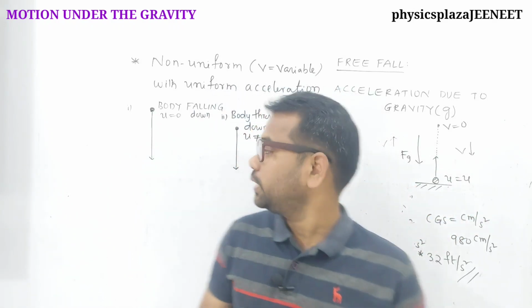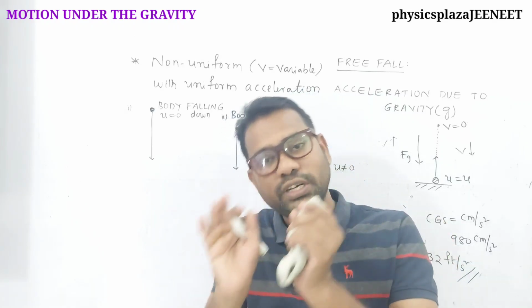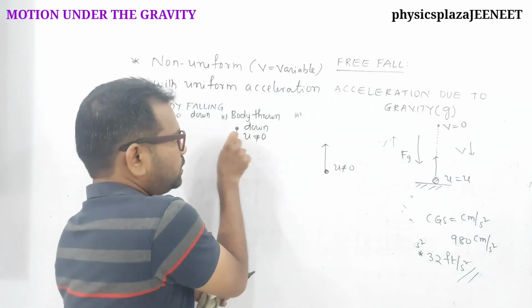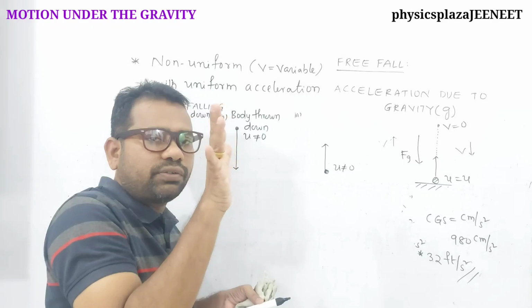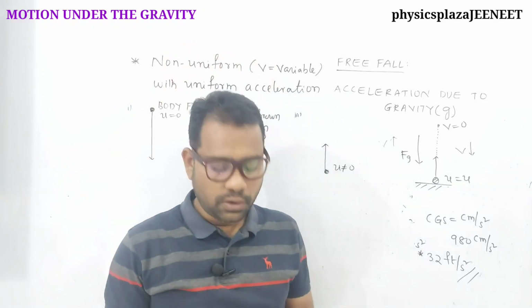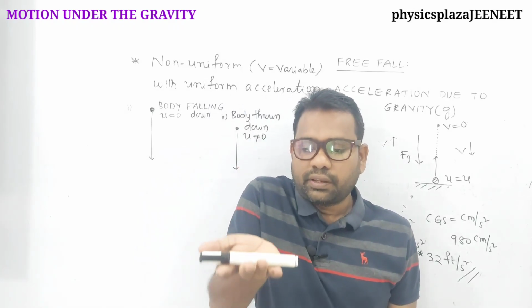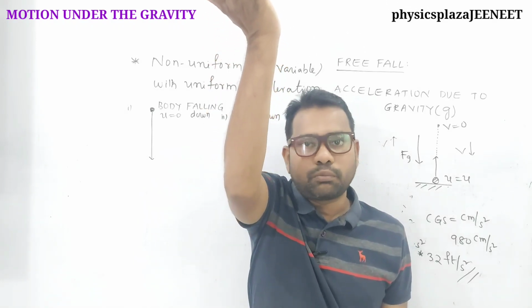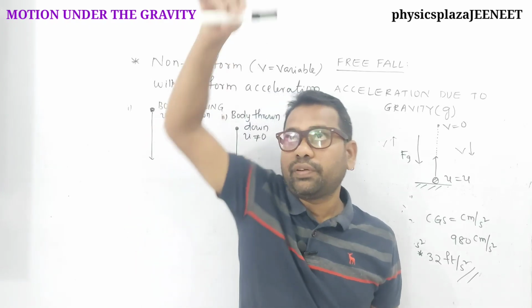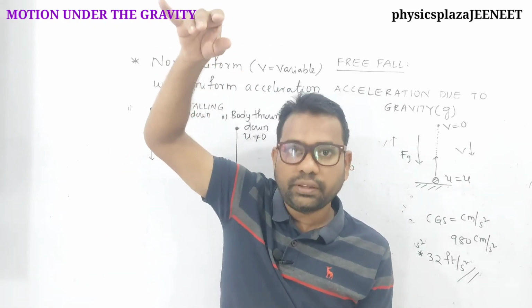But you may get one doubt: sir, in the second case and third case we are applying force, right? Then how does it come under motion under the gravity? Children, in the second case and third case, just initially we apply the force, but throughout the journey we are not applying the force. Try to understand. For suppose, if this body is there, if I am taking it like this, this won't come under motion under gravity. Just I threw like this, okay.